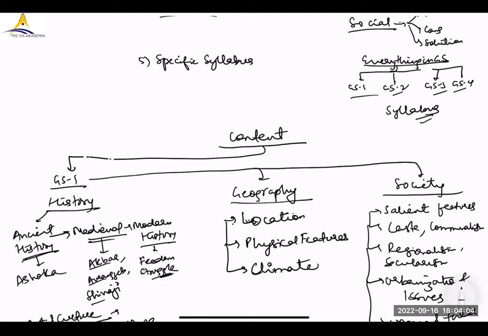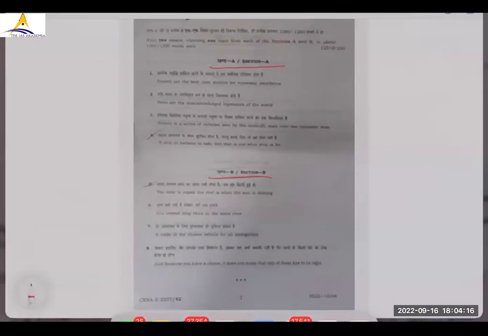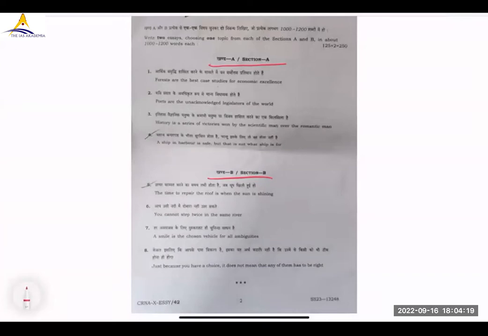Maybe in the next essay lecture, we will be discussing how we can get content from GS2, GS3 and GS4. Okay. So now let us come to the essay that has been asked. Section A: Forests are the best case study for economic excellence. Poets are the unacknowledged legislators of the world. History is a series of victories won by scientific men over romantic men. A ship in harbor is safe, but that is not what a ship is for.